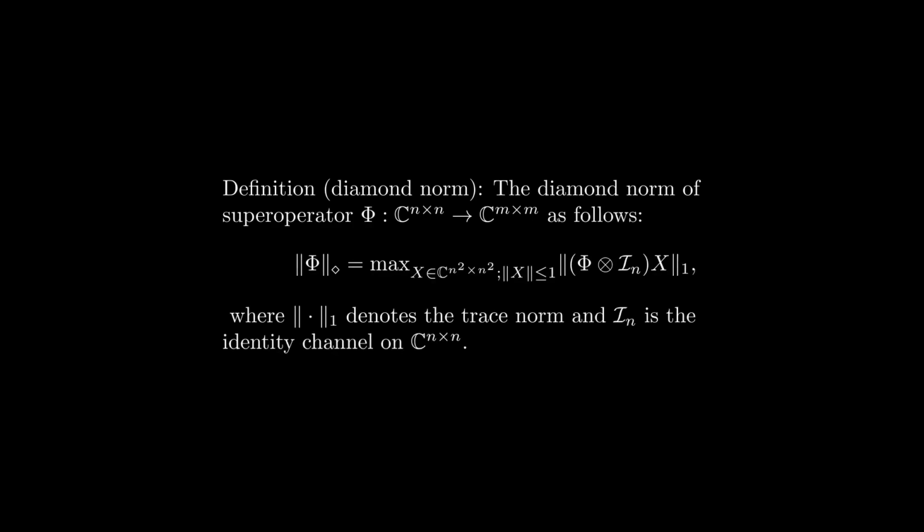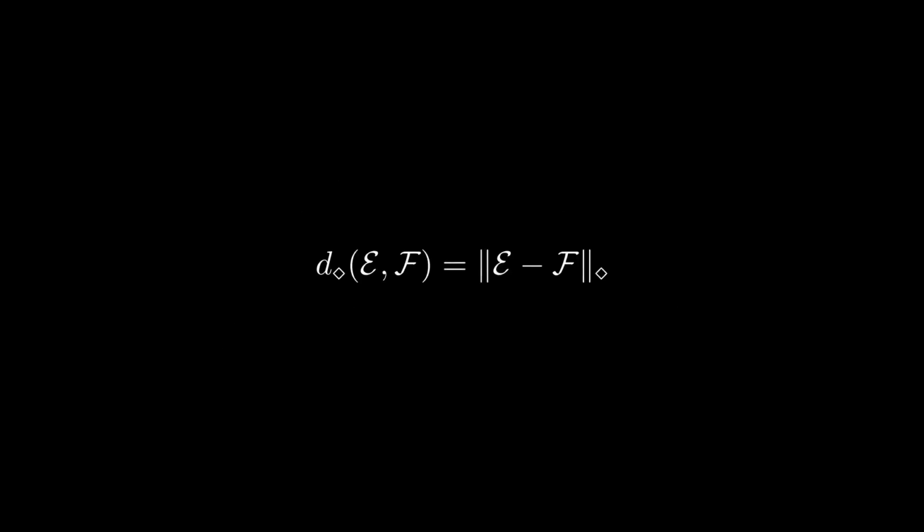The final notion we will look at is the diamond norm, which is used to compare superoperators. We define the diamond norm as follows. The definition here is quite technical, but effectively the diamond norm is just the equivalent of the operator norm for superoperators, where we consider the operator with trace norm less than or equal to 1 that maximizes the trace norm of its image under the superoperator given by phi tensored with I, the identity channel. Using this norm, we can of course induce the following distance between superoperators, known as the diamond distance.